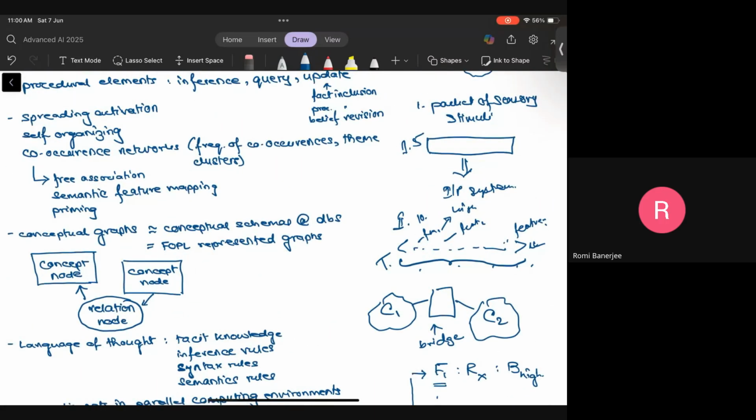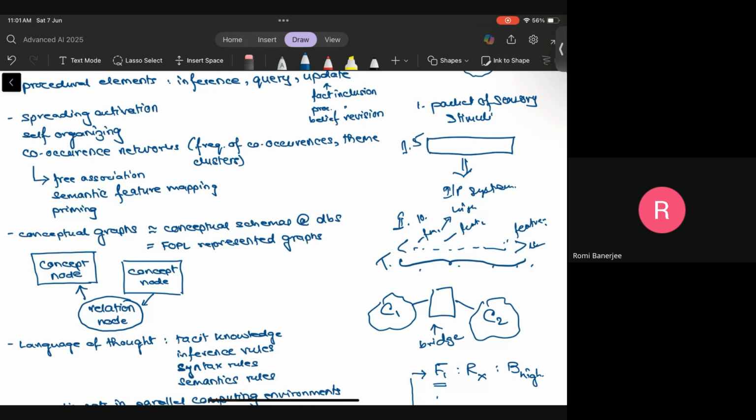Then we have co-occurrence networks. Co-occurrence networks meaning because of theme clusters, one word always leads to another word getting activated, or one verb leads to another adjective getting activated at the same time. So you tend to have co-occurrence networks, where one network is always getting activated because of a certain feature value.